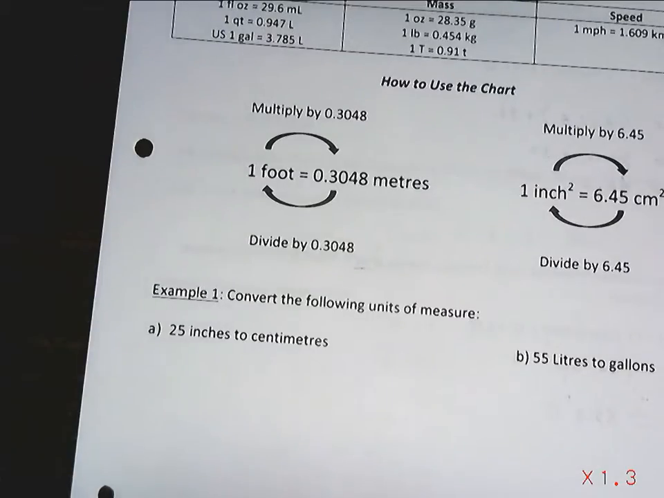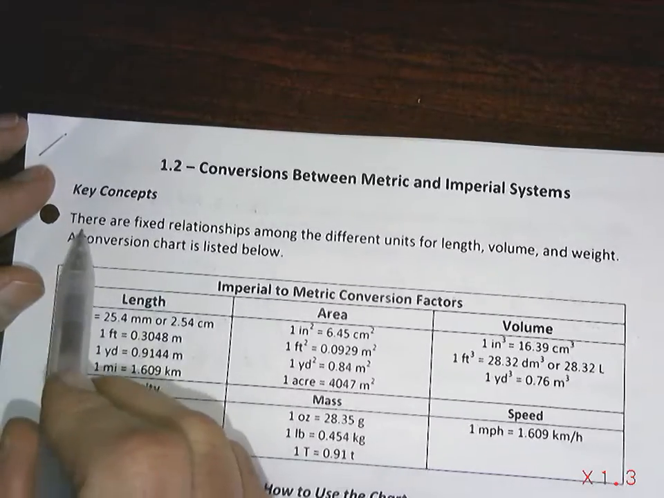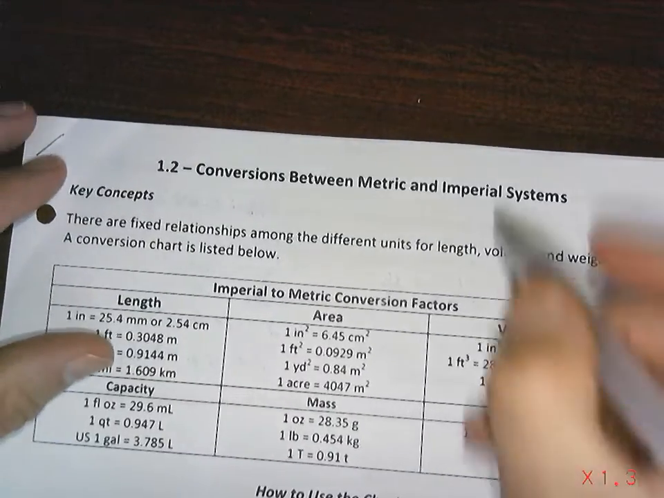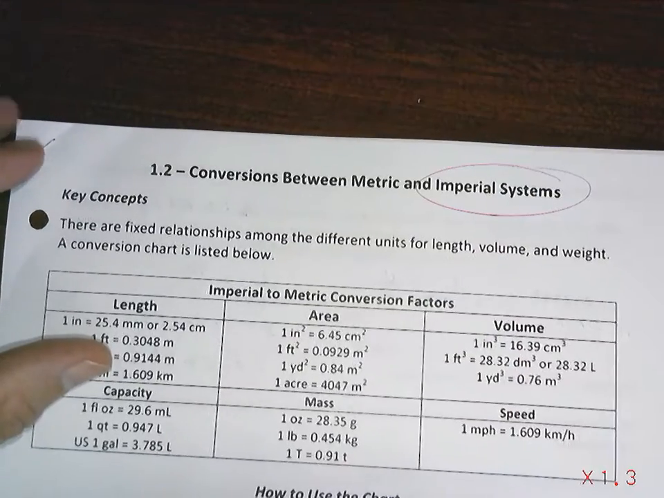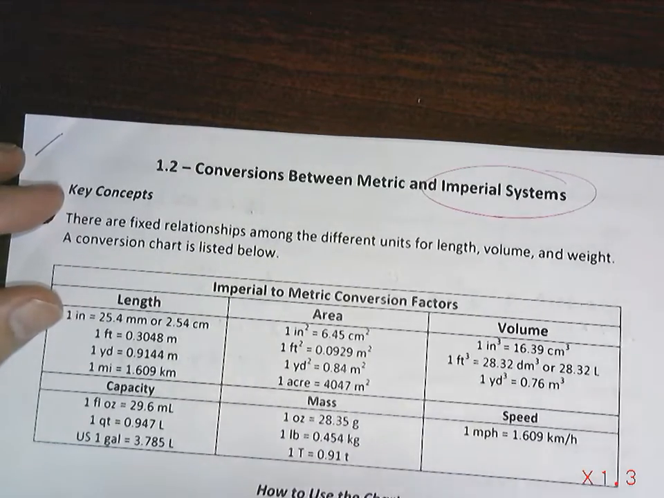All right, let's take a look at our lesson. There are fixed relationships among the different units of length, volume, and weight. By the way, there's a reason it was called the imperial system. It's because it used to depend on the king. They used to actually measure the king's foot, and that was the new unit of measure. A yard was how far he could step easily. But then they changed it and made it more universal and more fixed. So we've got different conversions here that we'll come back to.